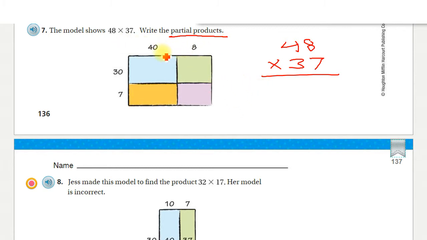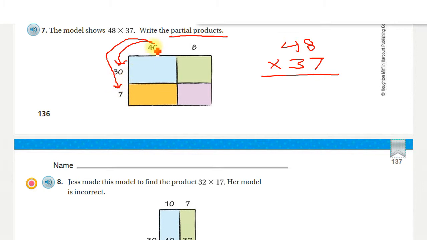So we basically use expanded form, meaning we break 48 into 40 plus 8, and we break 37 into 30 plus 7. Okay, and what I tell my students, but again, however is easiest for you to solve this, that's how I want you to do it. But what I tell my students is I just focus on the top first, and I look at the 40. And I need to multiply this 40 times the 30, and then times the 7.